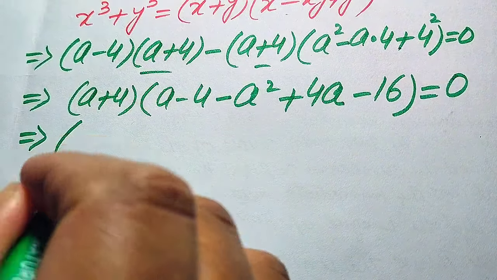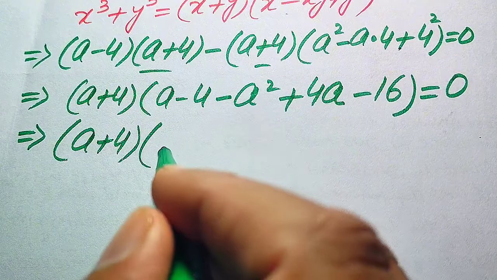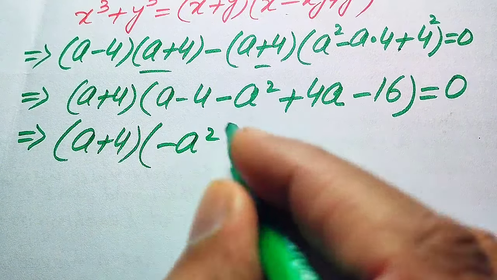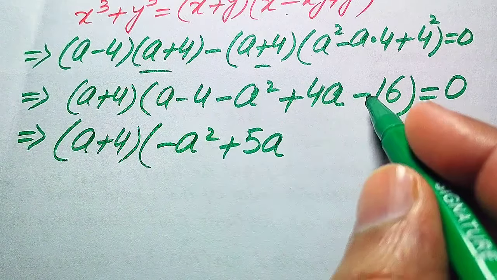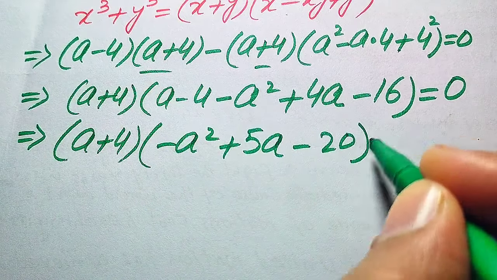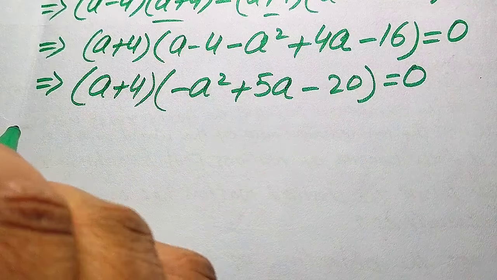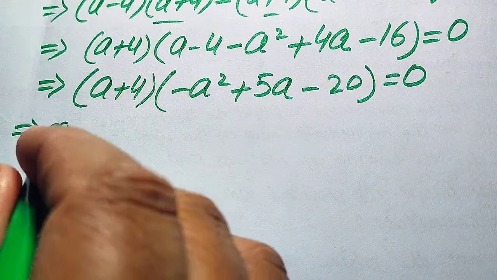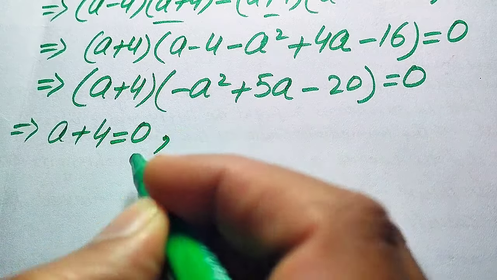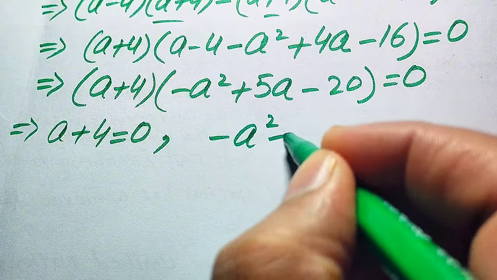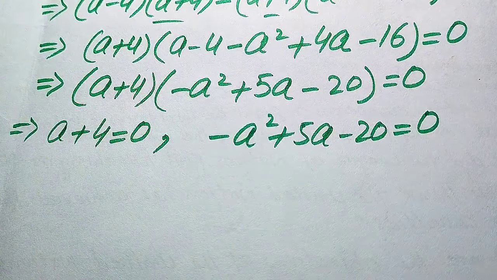And in the next step we need more simplification, then it will be written as a plus 4 times, here we have minus a square, this is a plus 4a becomes here 5a, this is minus 4 minus 16 becomes here minus 20, and this whole equation is equal to 0. So further in the next step we need to divide this equation into the two cases. The first case is we write a plus 4 equals to 0, and the second case is we write minus a square plus 5a minus 20 is equal to 0.